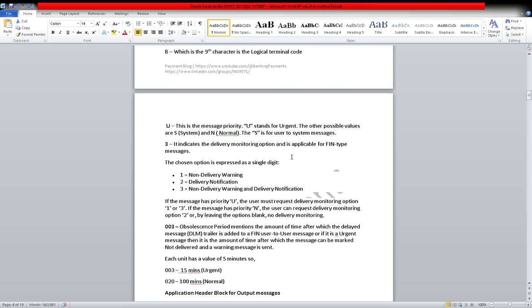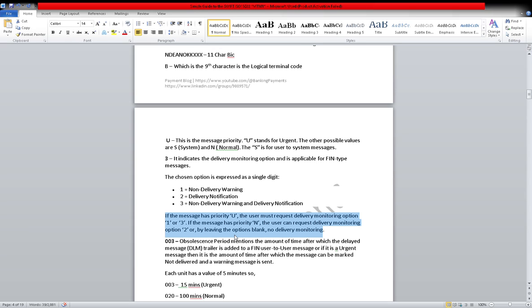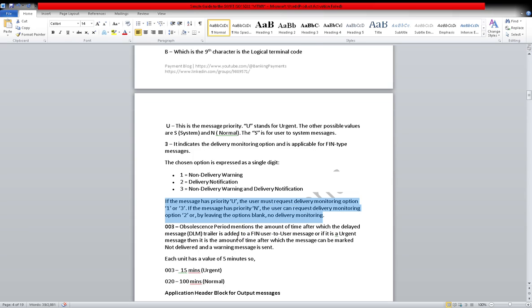Option 2 or leaving the option blank. Okay, we don't have this field here. Do we have it here? No, it's blank here. Okay, it's mentioned like 2. If it is mentioned N, it could be 2 or blank. So in the case it is blank, there is no delivery monitoring. So this is a network rule for this field. Are we clear till now?